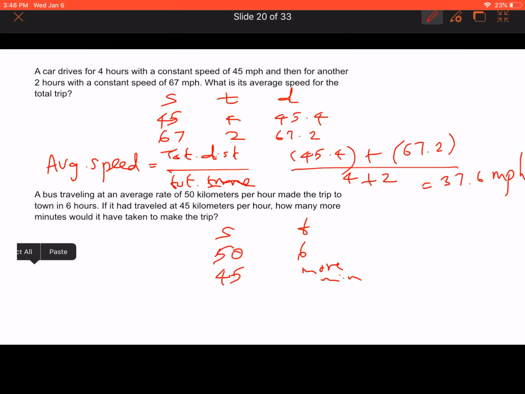Okay, so here what we have to do is, let's say, equate the distance. So first distance, d equals 50 times 6, right? Distance d equals 45 times t, right? We don't know the time, so we have to find this. Since the distance is going to be the same, we have to equate this equation.